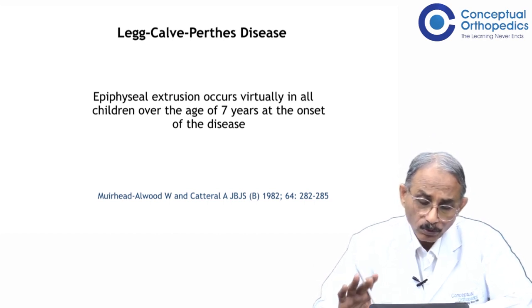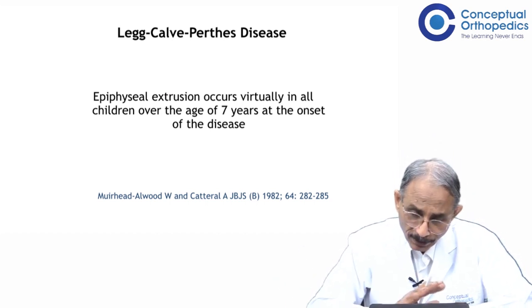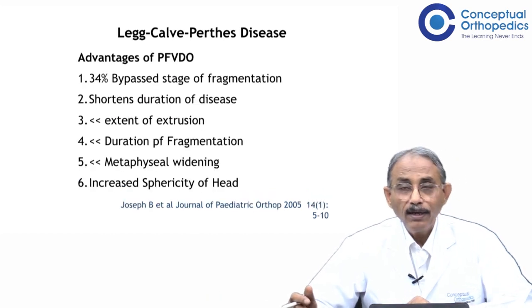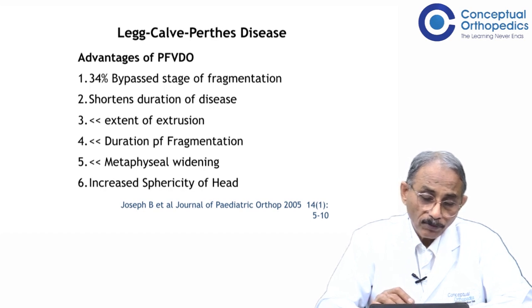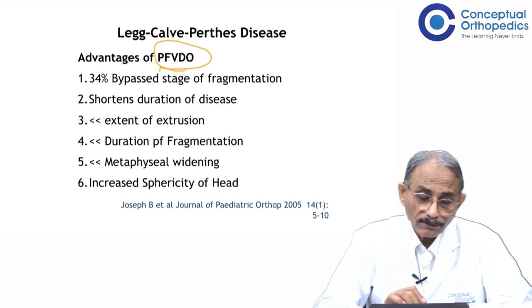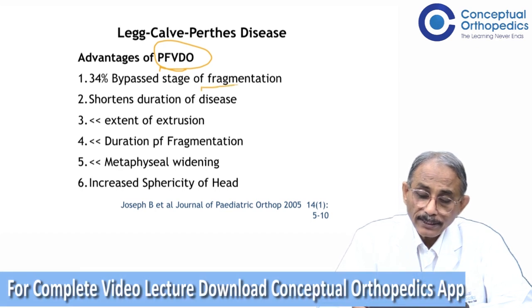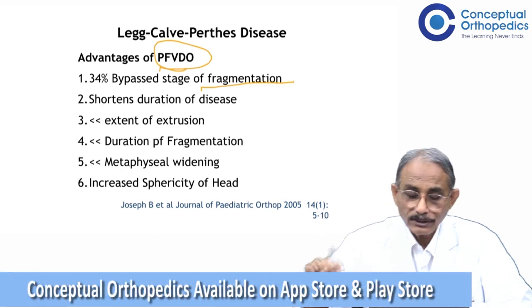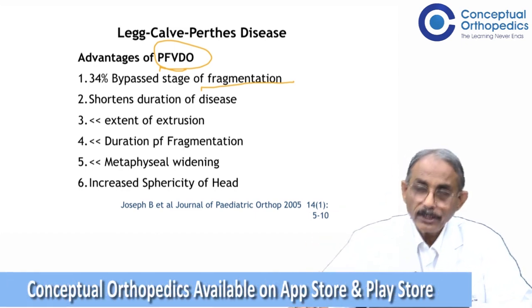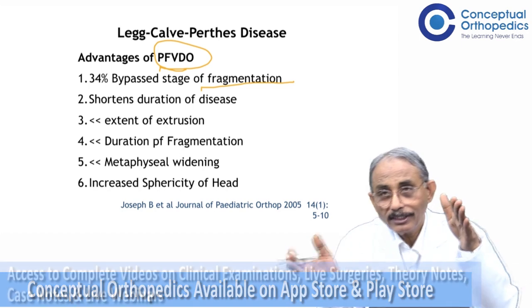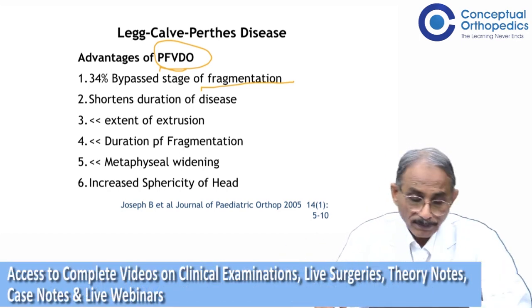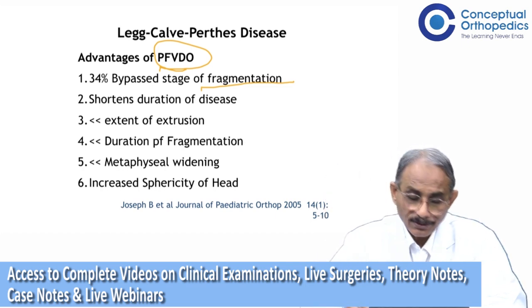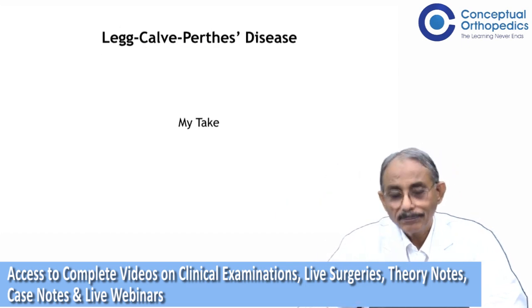Every child will go through an extrusion stage somewhere down the progression of the disease, from the time of onset. Once you do a proximal femoral varus derotation osteotomy, you bypass the stage of fragmentation in many. It reduces the duration of the disease. It reduces the extent of extrusion. It reduces the duration of fragmentation. It reduces the degree of metaphyseal widening of the neck, and it keeps the head spherical. All are goals in your treatment for Perthes disease.